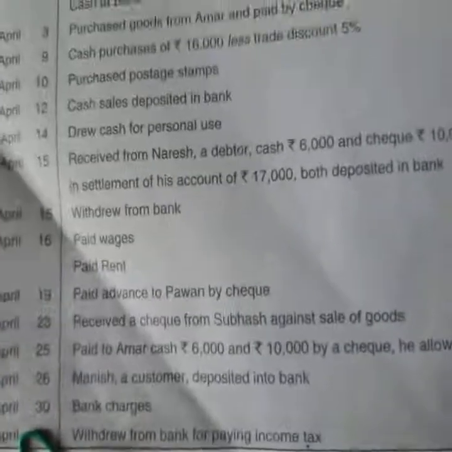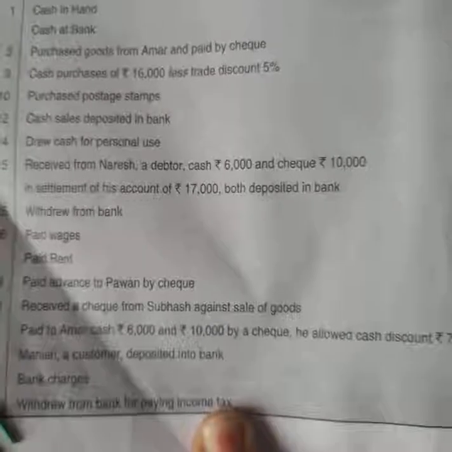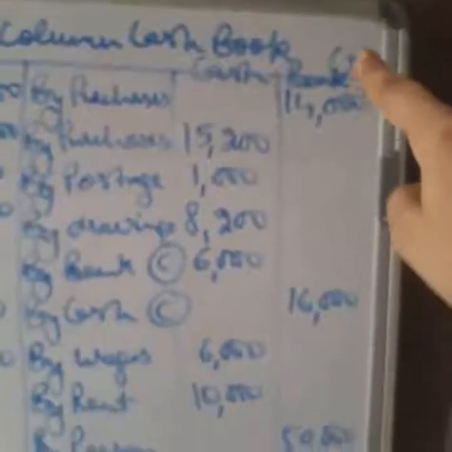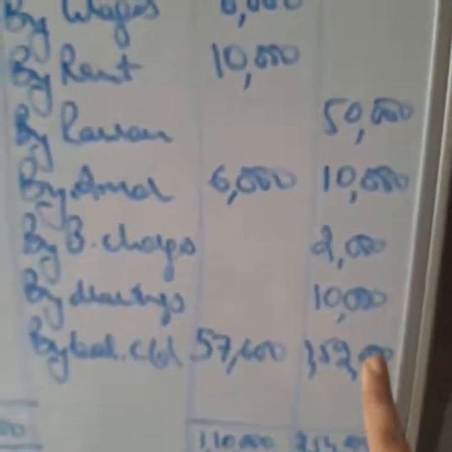Next, withdrew from bank for paying income tax. It is income tax of the owner. So it will become drawings. So drawings to bank. So drawings debit to bank. So go to bank's credit side, by drawings 10,000.